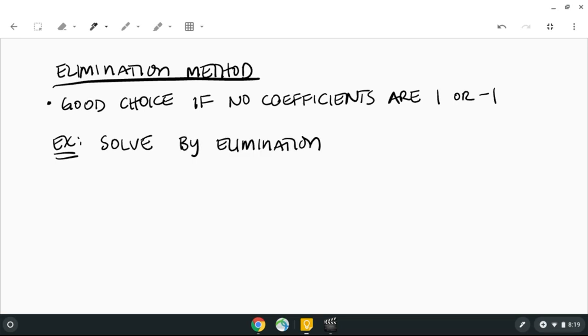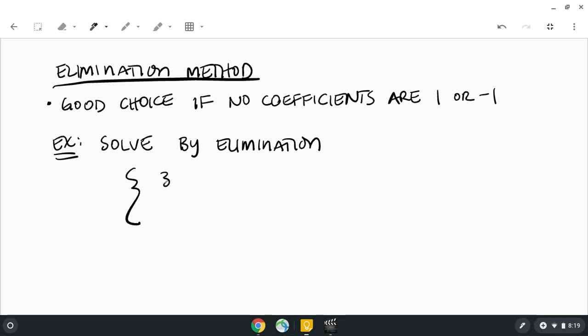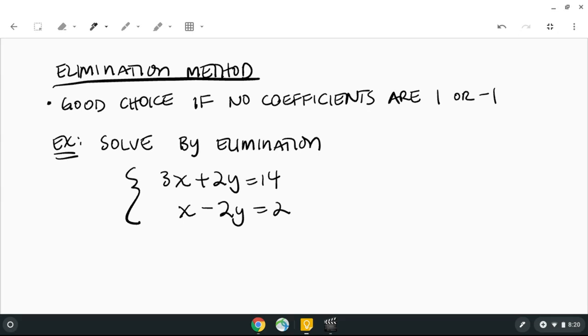Suppose that you have this system, 3x plus 2y equals 14, and x minus 2y equals 2. So here you could use elimination method, or you could actually use substitution method. Either method would be fine here. To me, since they're both already written in standard form, I'm just going to keep them this way. I don't want to rewrite anything if I have another method like elimination that I can use right off the bat.